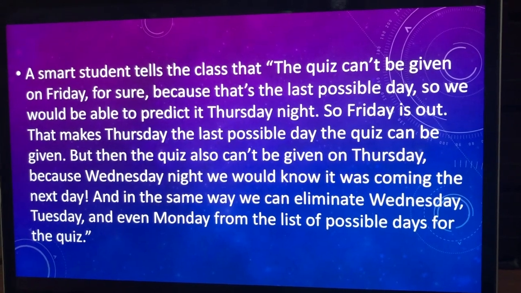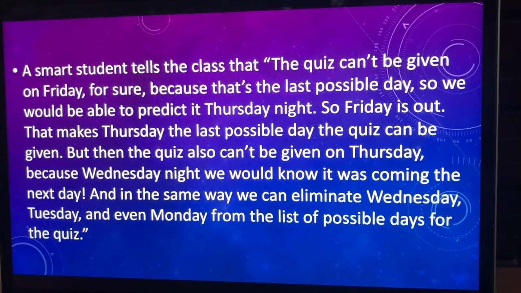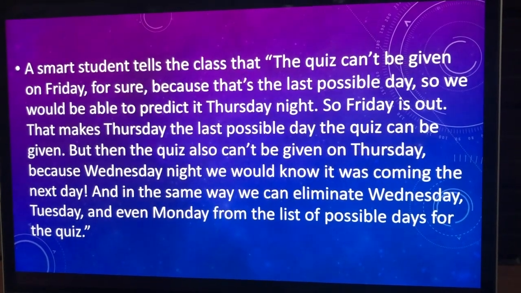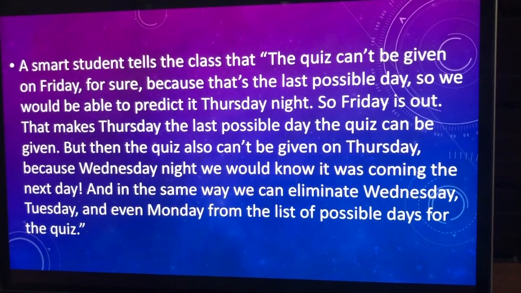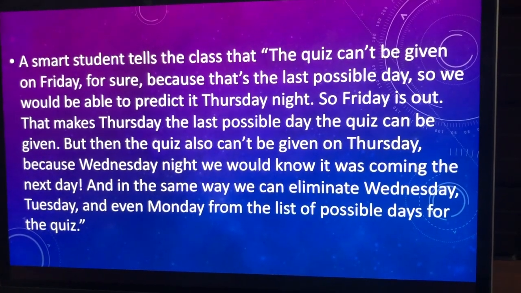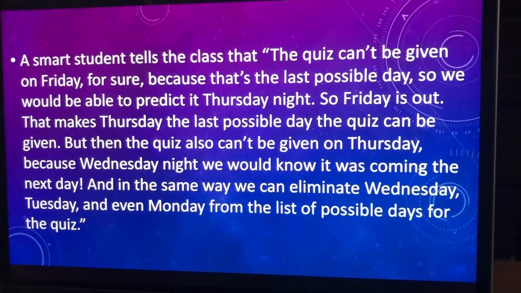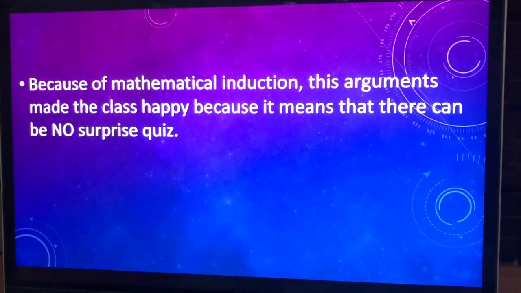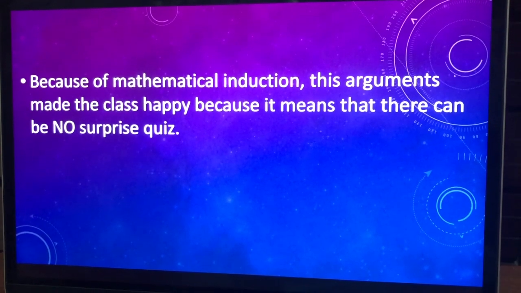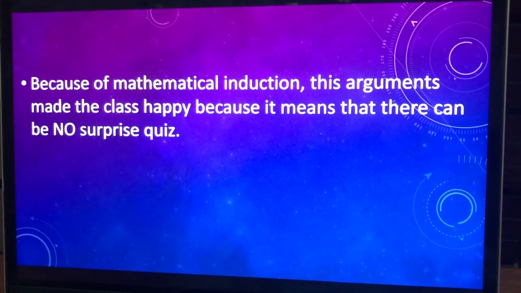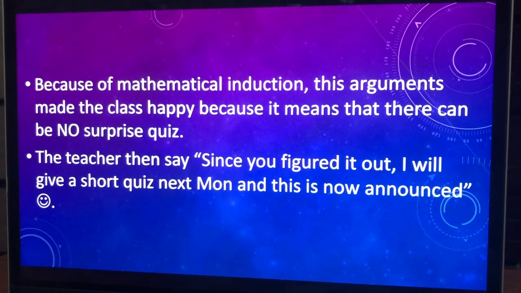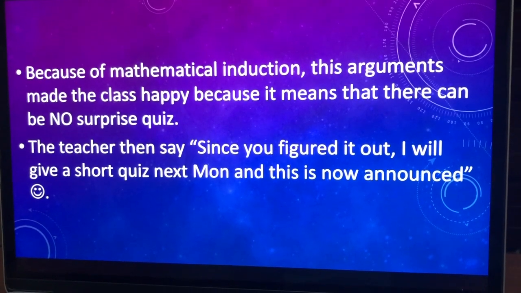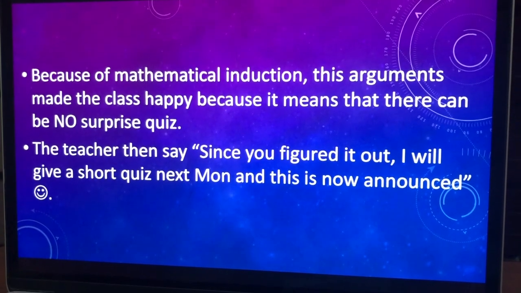So Friday is out. That makes Thursday the last possible day the quiz can be given. But then, the quiz also can't be given on Thursday because Wednesday night we would know it was coming the next day. And in the same way, we can eliminate Wednesday, Tuesday, and even Monday from the list of possible days for the quiz. Because of mathematical induction, this argument made the class happy because it means that there can be no surprise quiz. The teacher then says, "Since you figured it out, I will give a short quiz next Monday," and this is now announced.